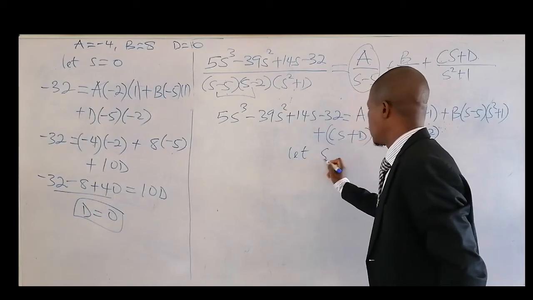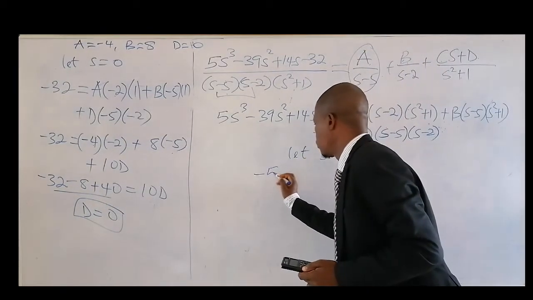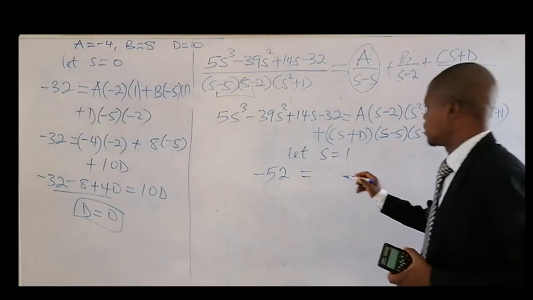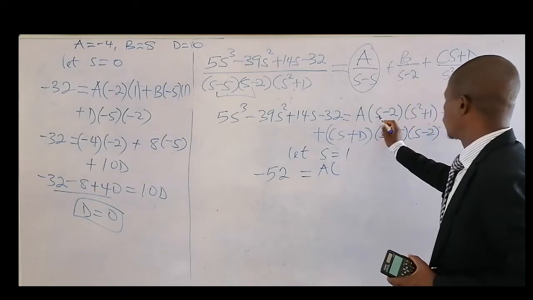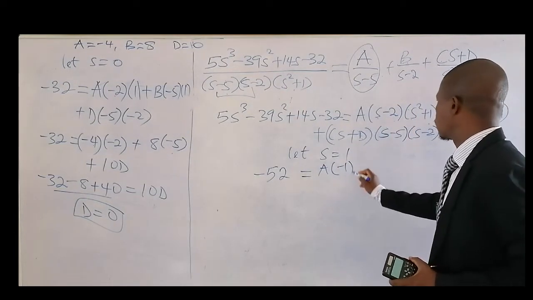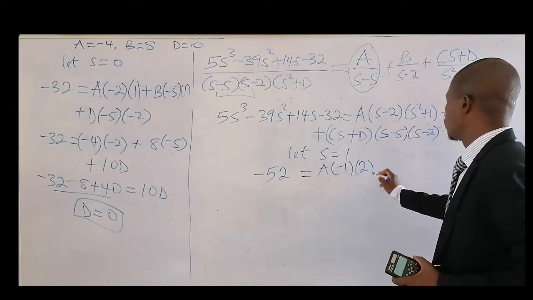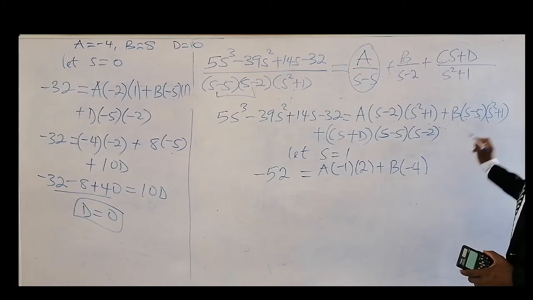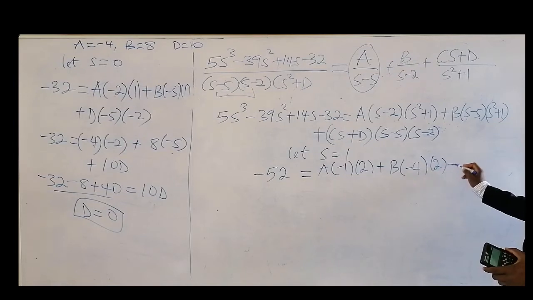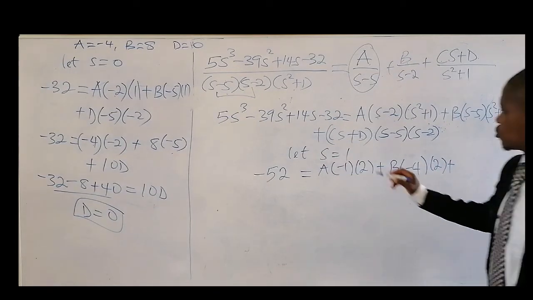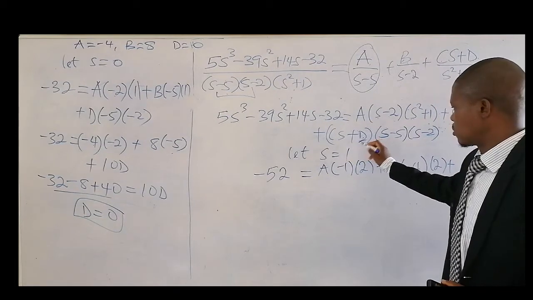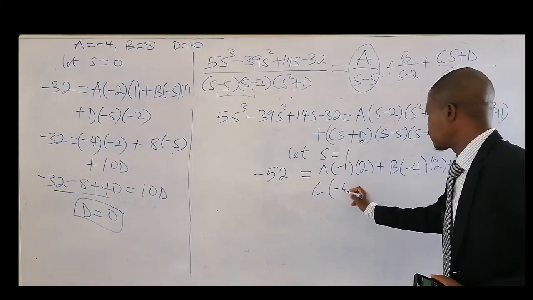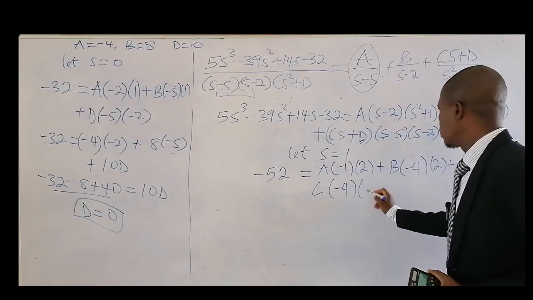Let x be 1. We have minus 52 on the left side. Okay. Then we have A times bracket 1 minus this, that's minus 1. Then it will be 2 plus B. This will be 1 minus 5, minus 4. And this will be 2. Then plus, this is what? D is 0, so this is gone. I just have what? C times bracket 1 minus 5, minus 4. Then 1 minus 2, that's minus 1.